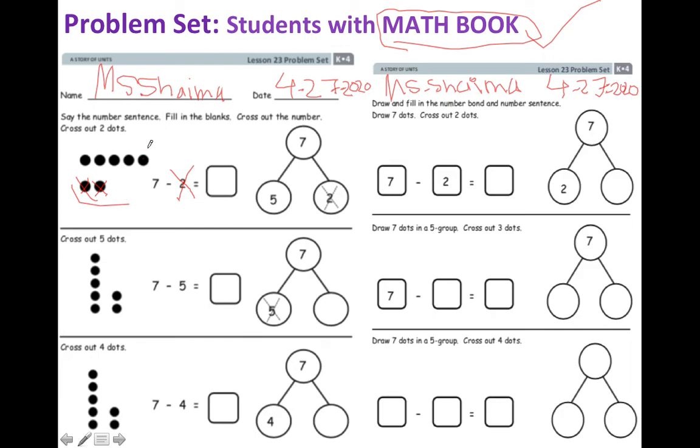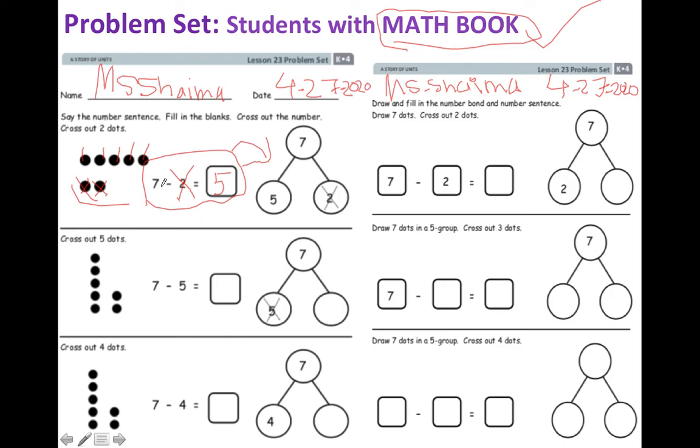Let's count. I have 1, 2, 3, 4, 5. So I'm going to put 5 here. And let's reread the number sentence again. 7 minus 2 equals 5. Does this number sentence match your number bond?